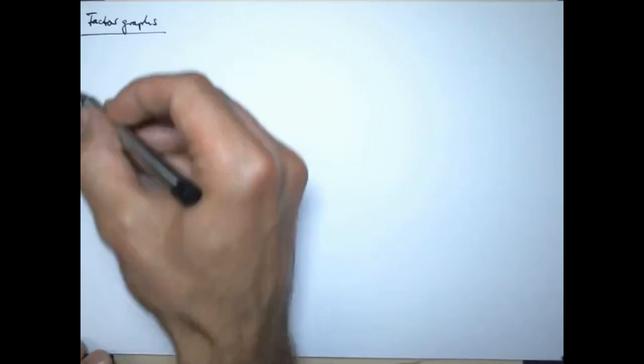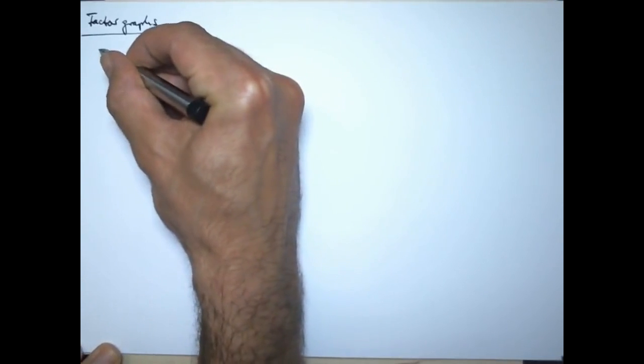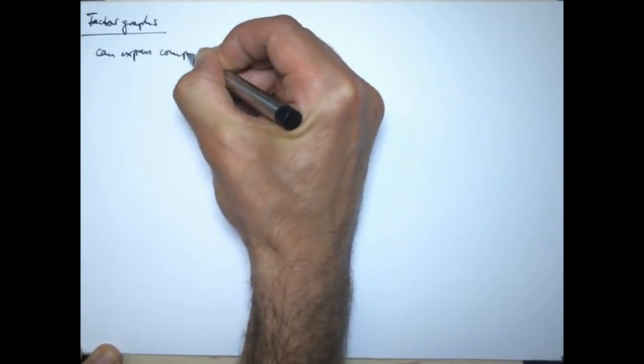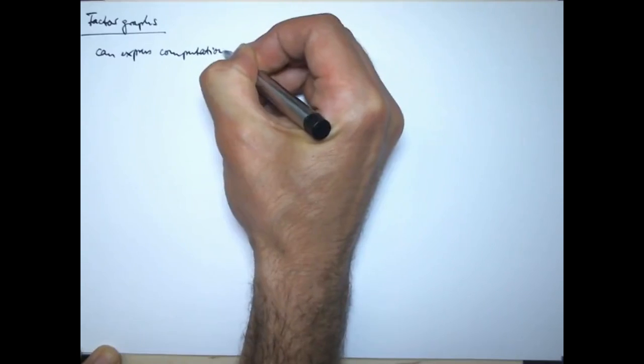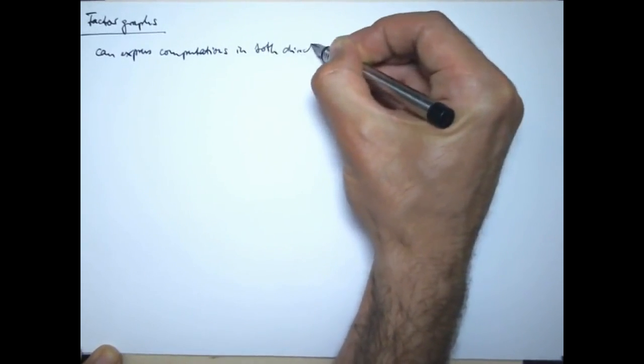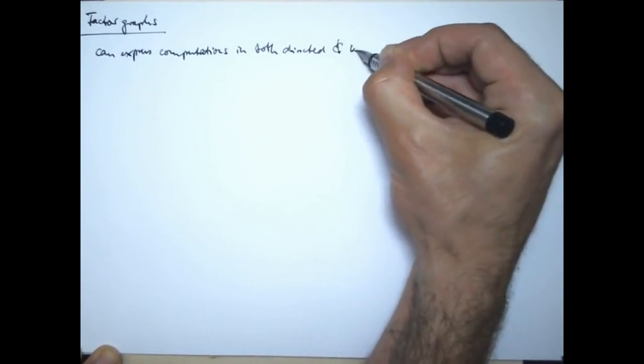So the result of a compilation, well, I'm not sure. So let's say factor graphs can express the standard computations in both directed and undirected graphical models.